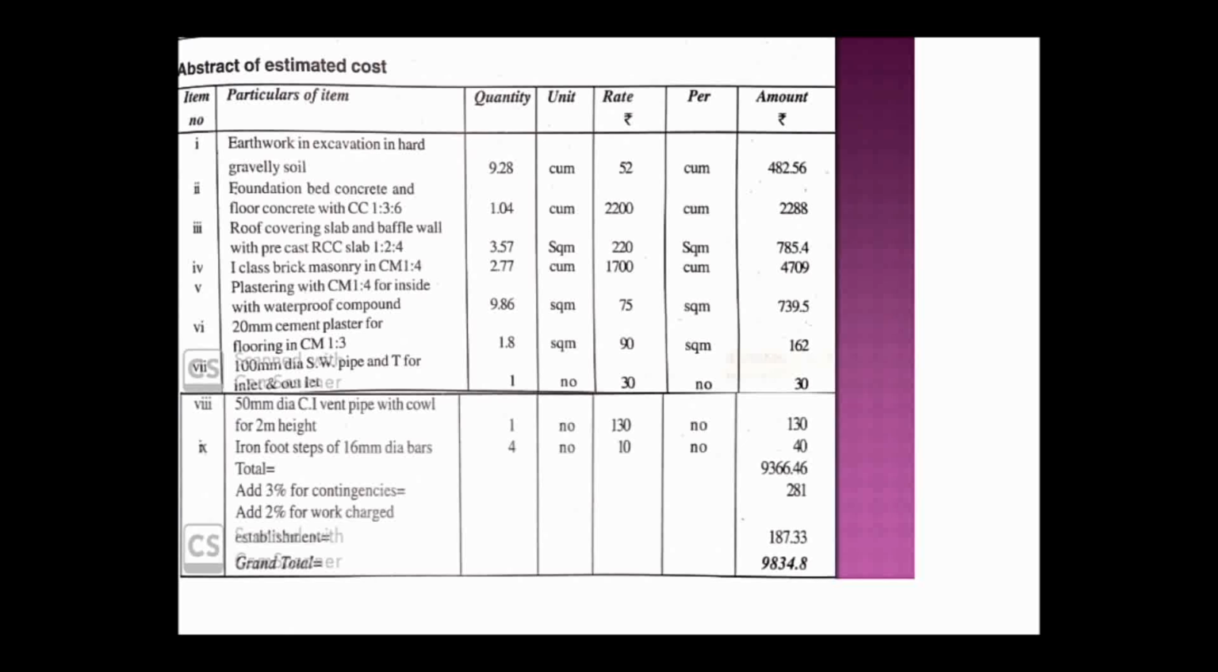The same way we have to add all the things, here you can see add 3% contingency, add 2% work charge establishment. Both the quantities you have to add, and at the end what you are going to get is the grand total, that is 9,834.8. This is the grand total, that is the total amount which is needed for the construction of a septic tank. So this is the calculation of the septic tank.